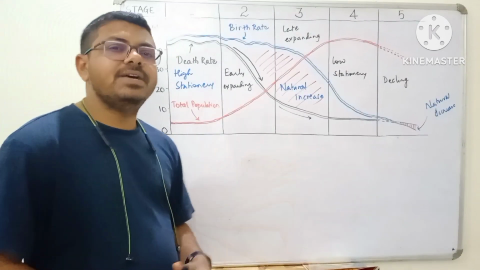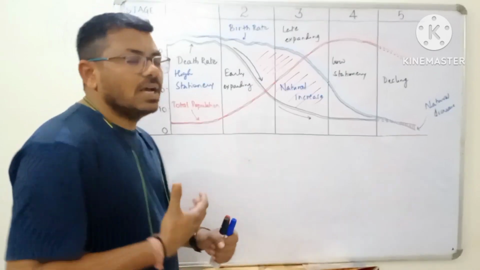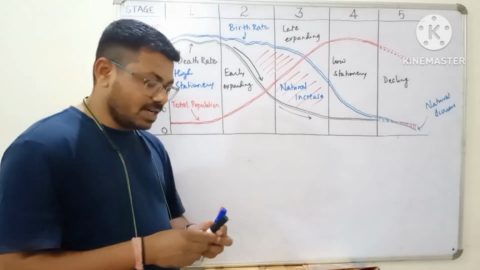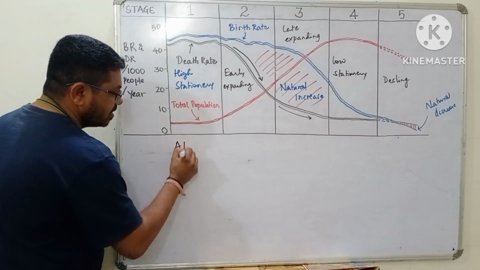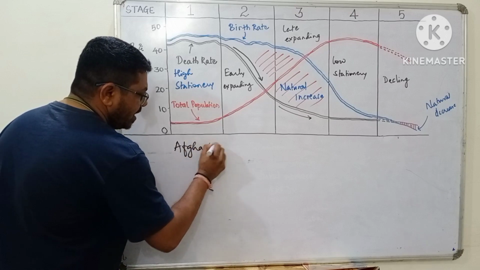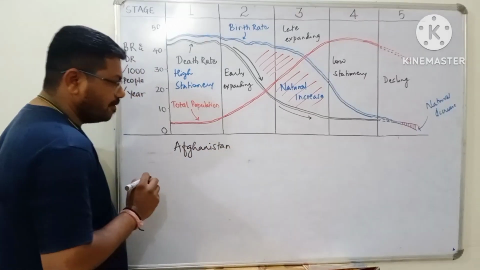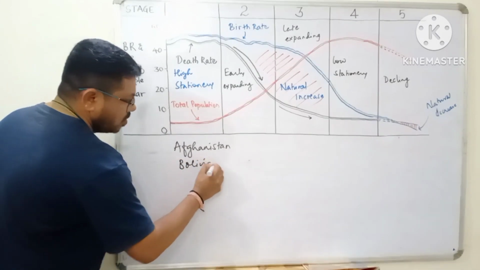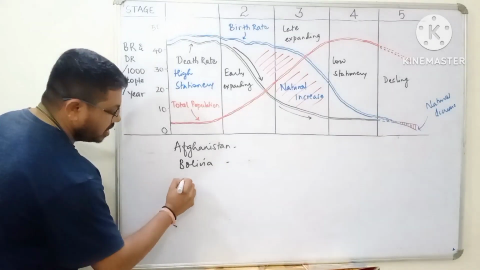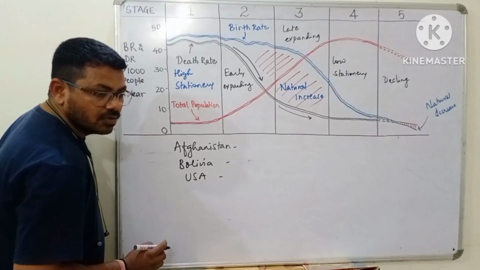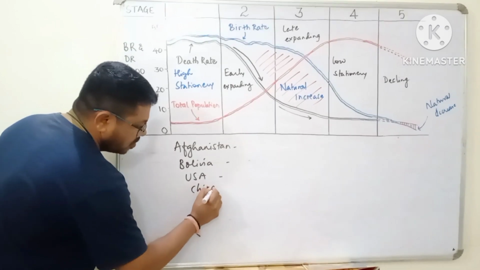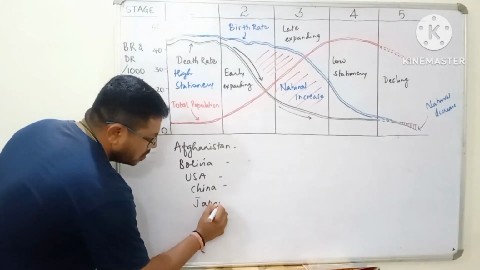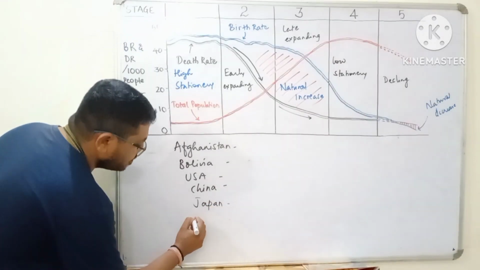Okay, now I'm putting over here some data. Let us identify, will we be able to put a country looking at their data. So I'm writing the name of the countries: Afghanistan is over here, then Bolivia, then USA, then China, then Japan, then India.